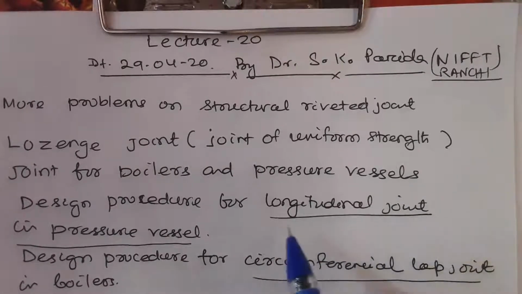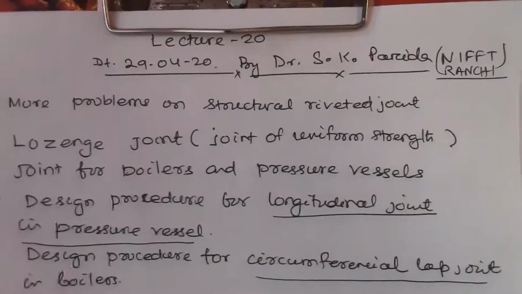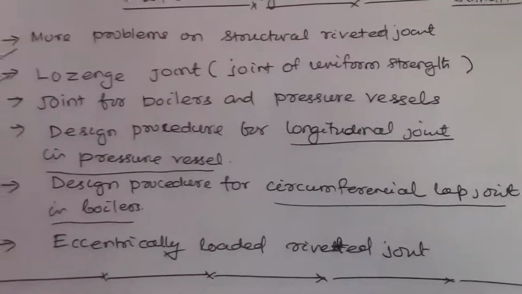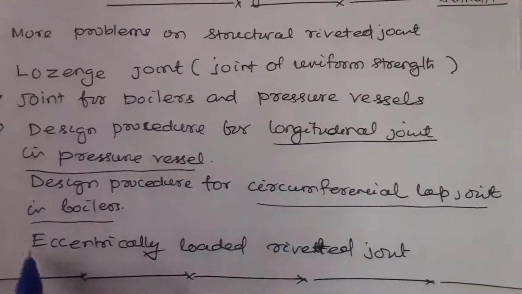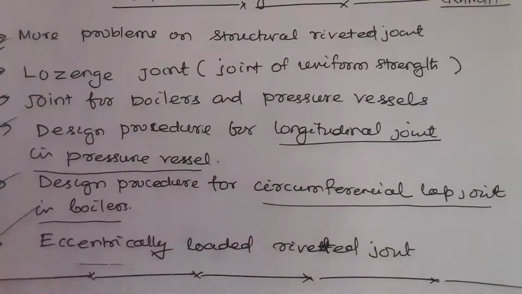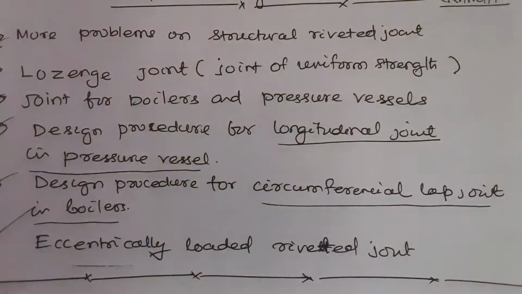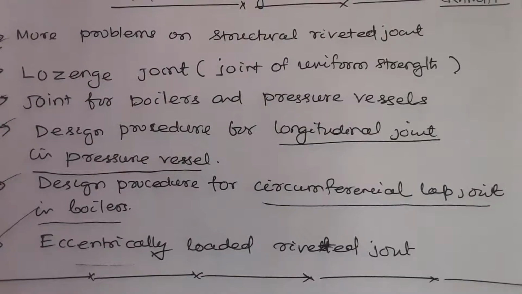Longitudinal joints are normally butt joints, and at the end we'll be talking about the eccentrically loaded riveted joint. So these are the topics we are going to talk about today, and we start with one or two problems of the structural riveted joint.